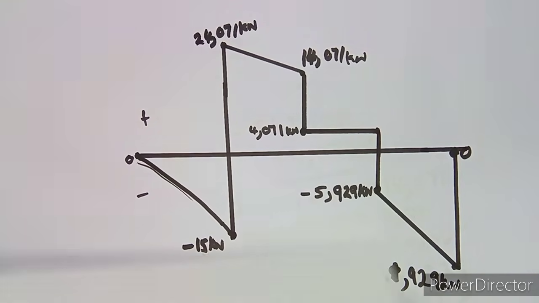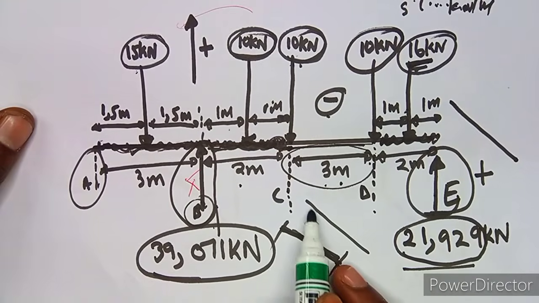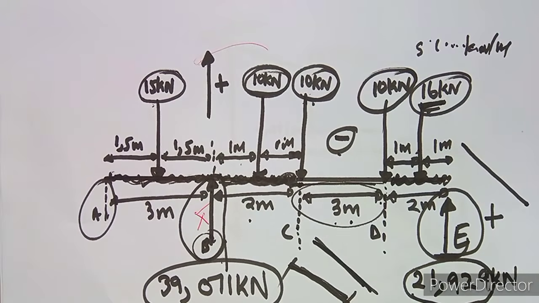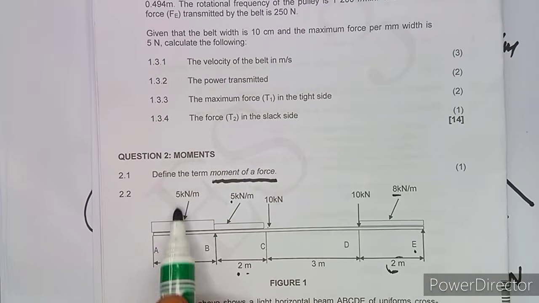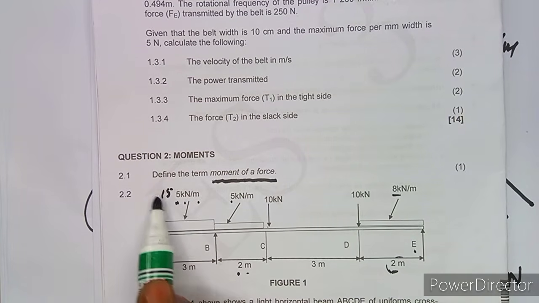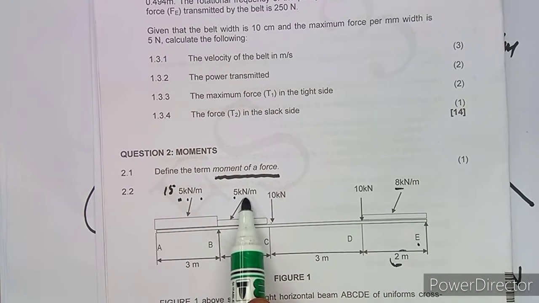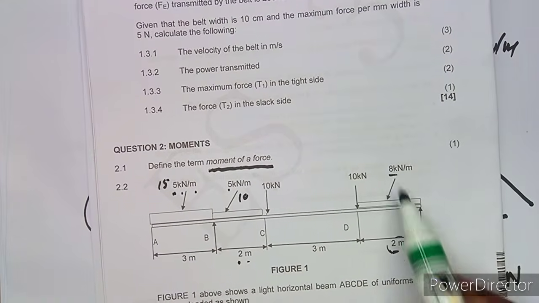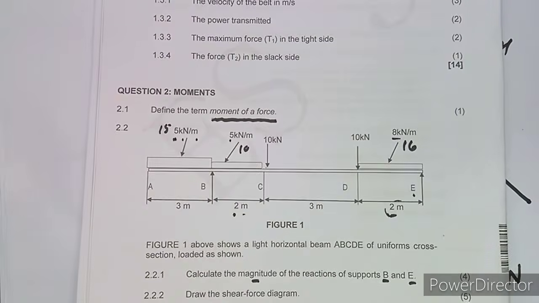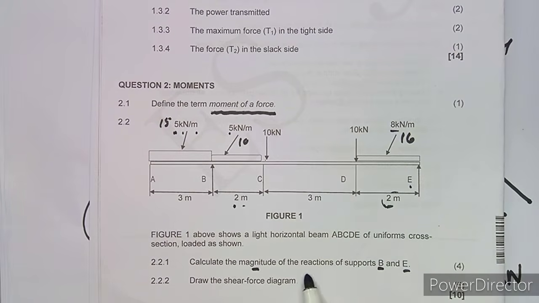Whenever there's a distributed load, you are supposed to move with a diagonal line. You subtract that force that you have in between. Take note, guys, you had 5 kilonewton per meter, so you multiply 5 times 3, which is 15, and subtract 15. 5 times 2 is 10, subtract 10. 8 times 2 is 16, subtract 16, because it's facing downwards. Anything facing downwards on the shear force diagram is subtracted.